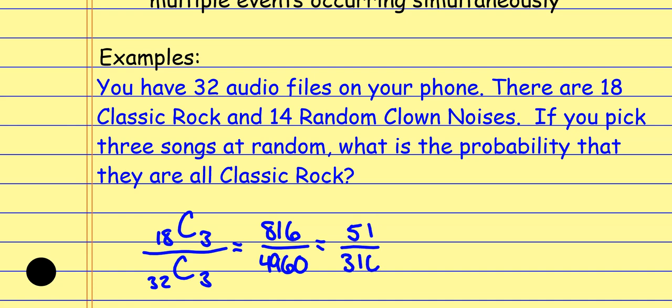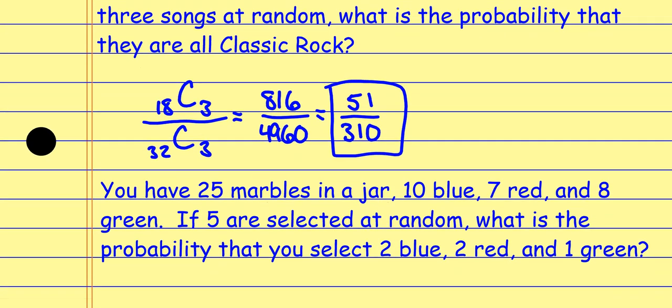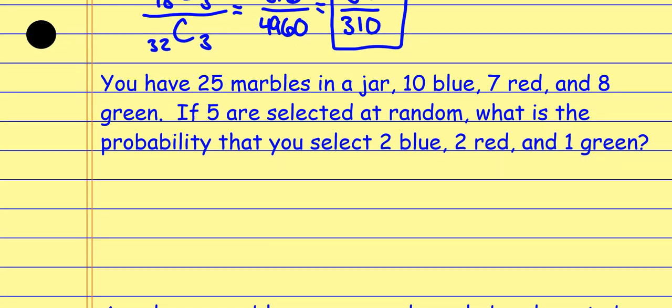But again, we're doing the same thing that we've always done with probability. How many ways can I get what I want over the total number of outcomes? But now I have to use combinations to figure out how many ways can I get what I want. I have to use a combination to figure out the total number of possibilities, okay? And now this is a pretty simple one because we were only choosing one thing.